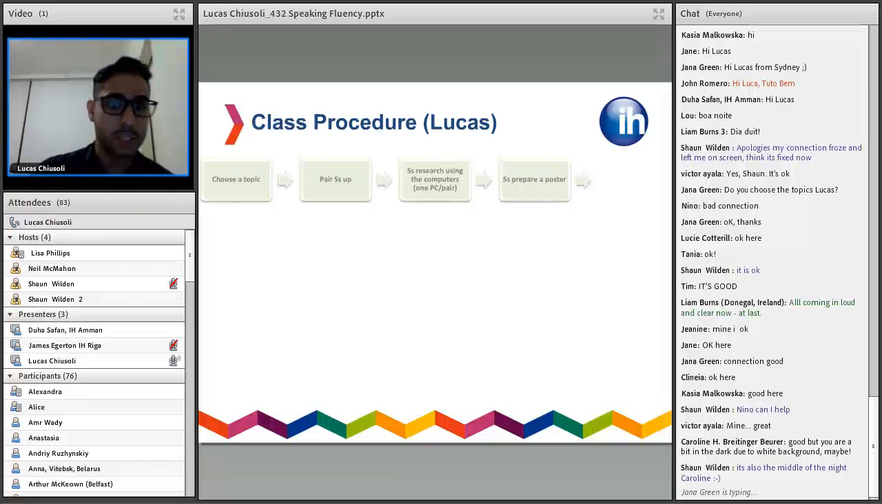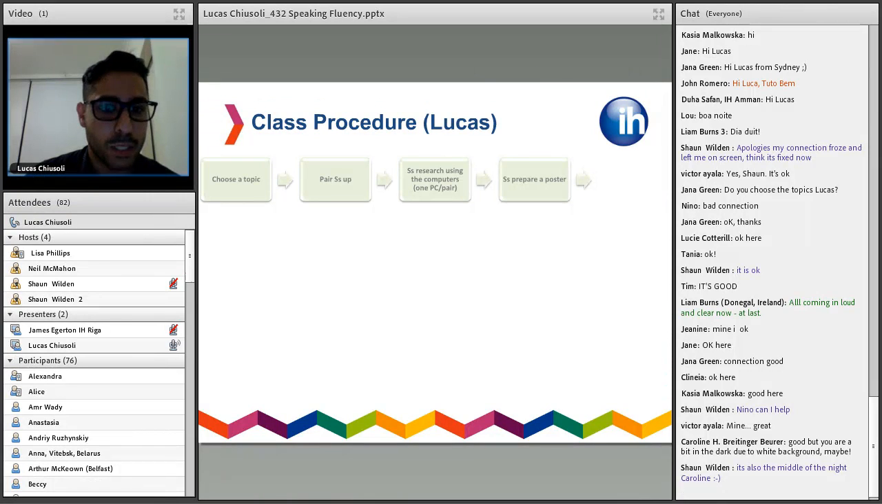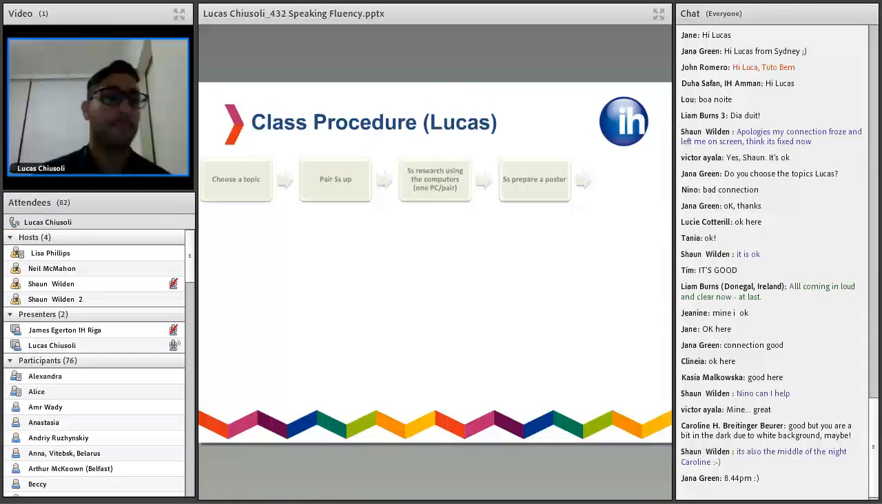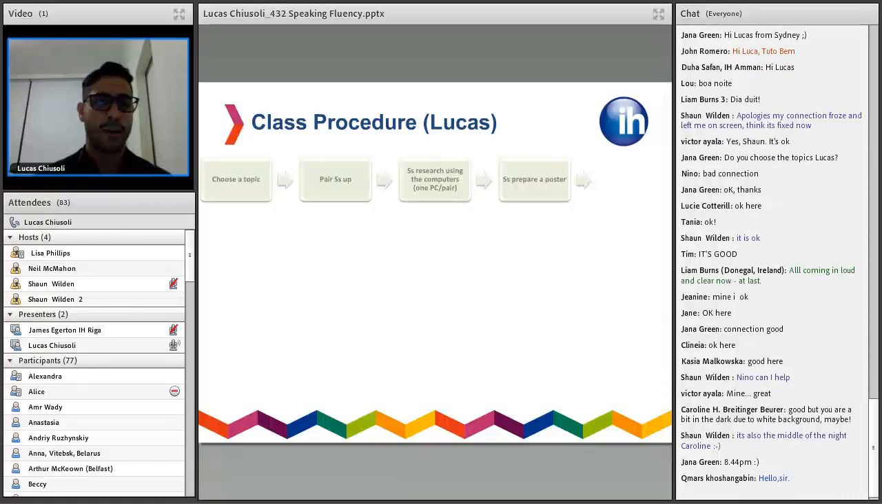Then students prepare the talk and make a poster. I found the poster is very useful, especially when you're dealing with lower levels, so they have something to refer to. Every time you pair students up, you always have a stronger student and a weaker student, so it helps the weaker student to have something that they can just point to and talk about, and it helps their speaking as well.